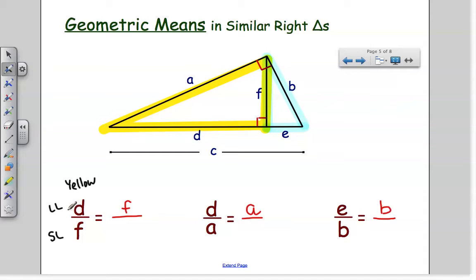So now I need to find another triangle where I have long leg and short leg, but remember how F has to be here? So F must be the long leg of a different triangle. What triangle is F the long leg of? F being the long leg.